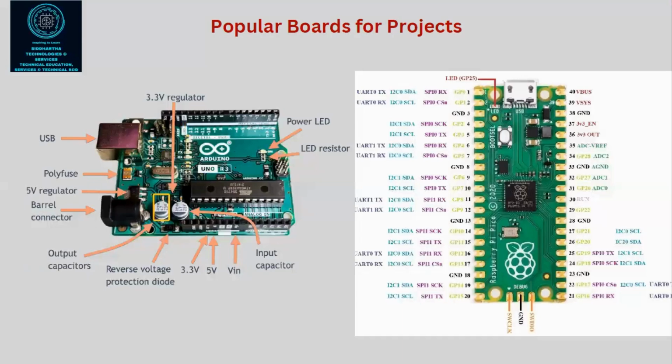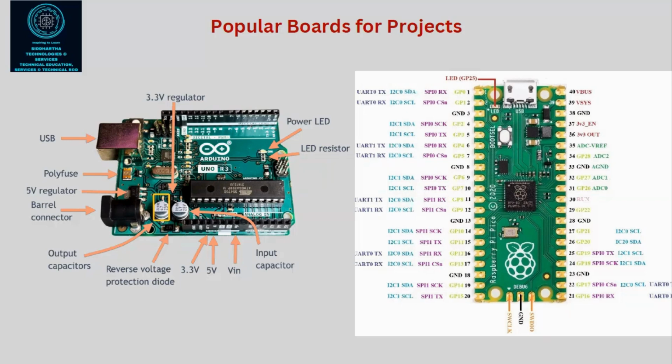What are the popular boards for projects we use nowadays? Very popular is the Arduino board. R3 is an old board, but now we are getting R4 boards also. Arduino is the name of the company. You have different types of boards in that, like Uno, Nano, Mega, and so on. They have different boards for different usage. You can purchase or select one according to your requirement. So we will discuss this.